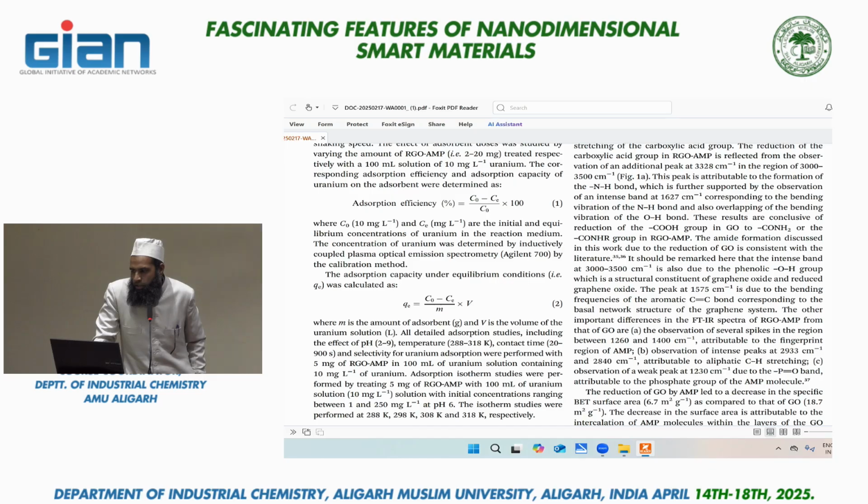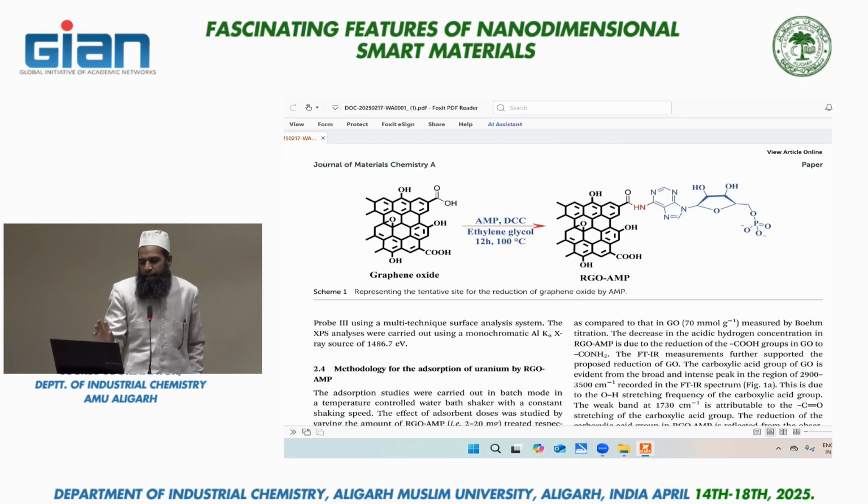This is basically the tentative scheme which we prepared after characterization. We have not performed any DFT studies in this, so we cannot confirm it that way. But what we think, from our FTIR data, Raman and XPS, is that AMP and DCC, where AMP is the nucleotide and DCC is the linker, convert the carboxylic acid into the amide. It is a very good linker.